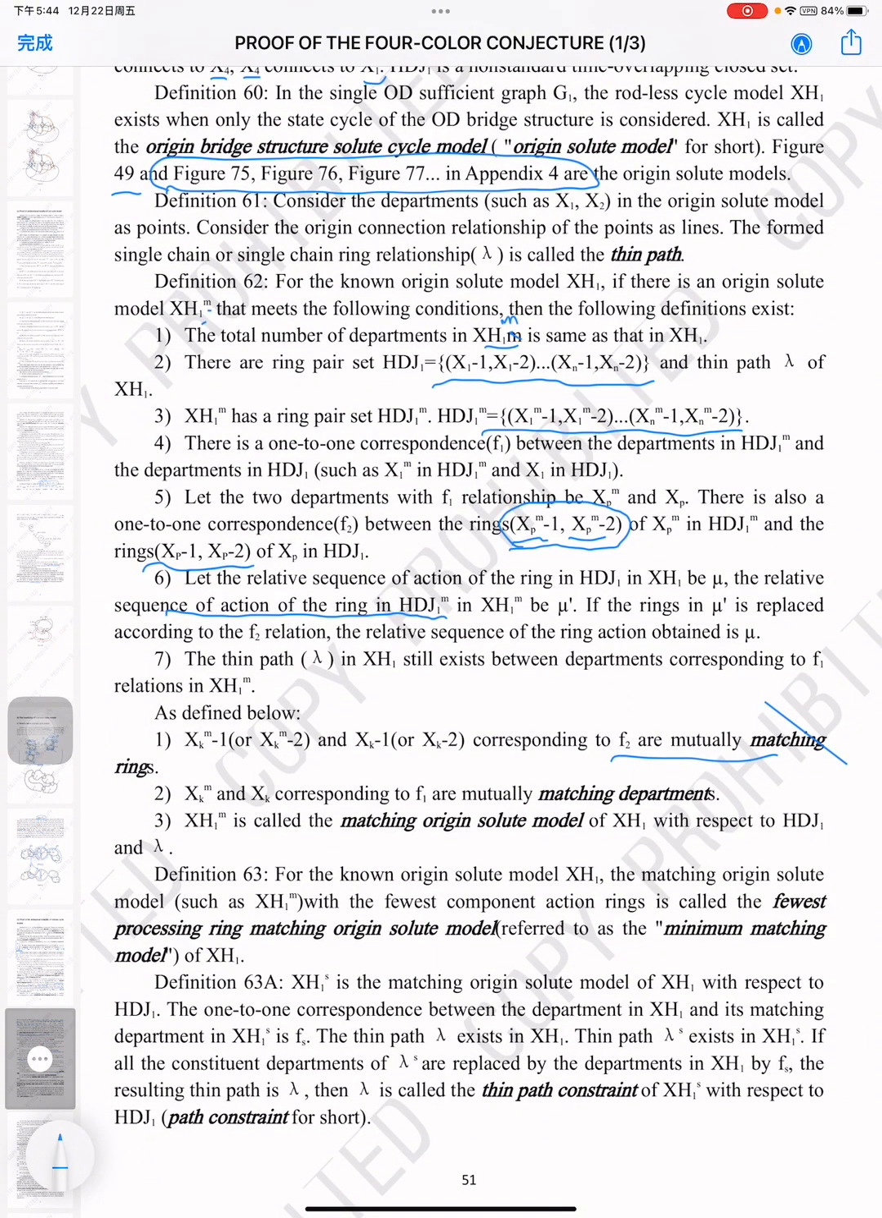Definition 63a. XH1S is the matching origin-slot model of XH1 with respect to HDJ1. The one-to-one correspondence between the departments in XH1 and its matching departments in XH1S is Fs. The same path lambda exists in XH1. The same path lambda s exists in XH1S. If all the constituent departments of lambda s are replaced by the departments in XH1 by Fs, and the resulting same path is lambda, then lambda is called the same path constraint of XH1S with respect to HDJ1, path constraint for short.